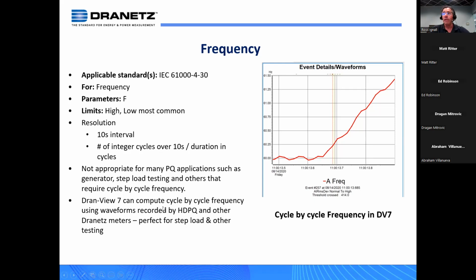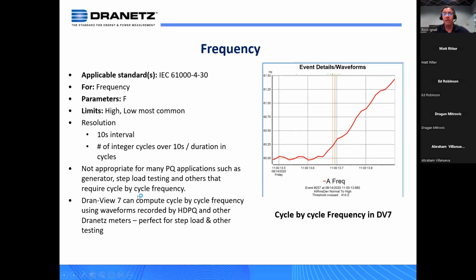However, Dran-View 7 can compute the cycle by cycle frequency using any waveform recorded by the HDPQ and other Dranitz legacy meters. So if I get a whole slew of wave shapes, say 50 cycles or something, Dran-View 7 Enterprise, using the harmonics and time plot calculator, can compute and plot the individual frequency of each cycle and get maybe a plot like this. This is during a generator test or a step load test. When a load switched in or off, this is how the frequency drifted up, from around 60 hertz to about 61.5 hertz. Using the 10-second interval, you could not do that.